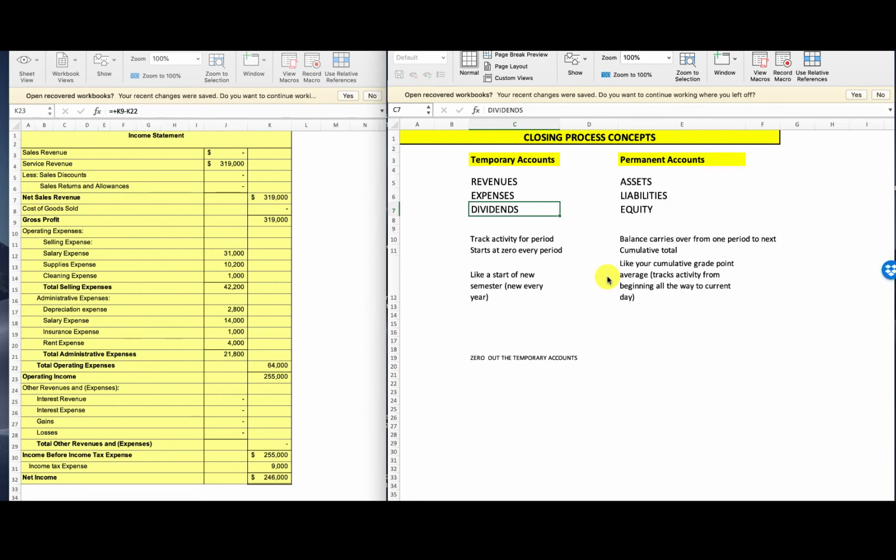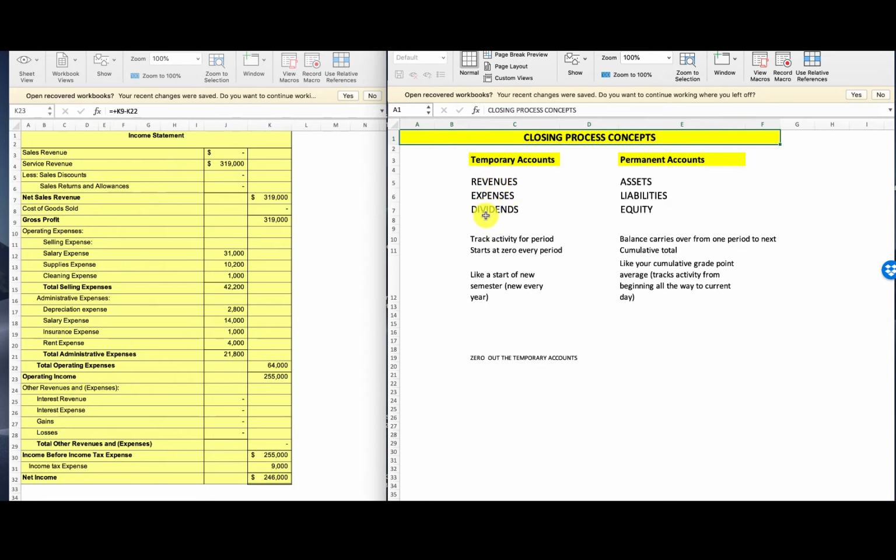In this video, we're going to talk about some closing process concepts. And one of the key concepts you have to understand is the difference between temporary accounts and permanent accounts. Temporary accounts are the revenue, expense, and dividends accounts. So basically anything on the income statement is a temporary account, and also dividends, which is on the retained earnings statement, that's a temporary account. So those are all temporary accounts.